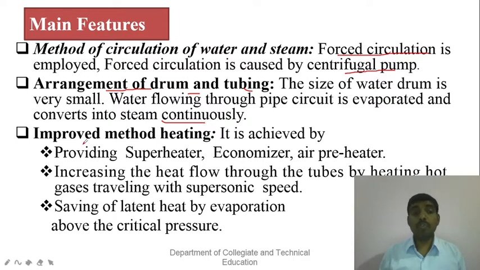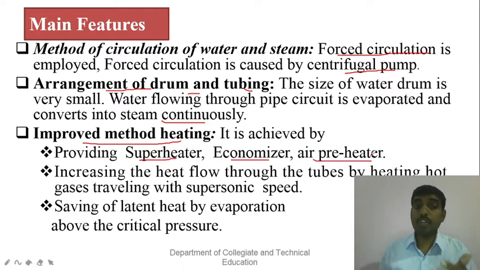The third one is the improved method of heating. Here the method of heating is improved. How? We are using the superheater, economizer and air preheater. These are the accessories we are using to increase the efficiency of the boiler. For that purpose, the efficiency will increase and the pressure will also increase.